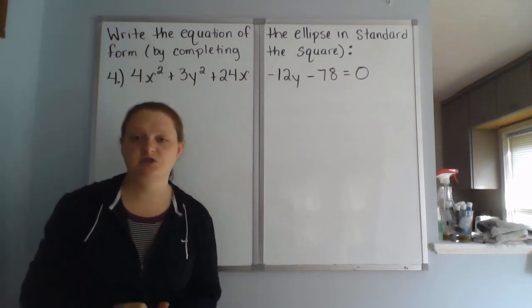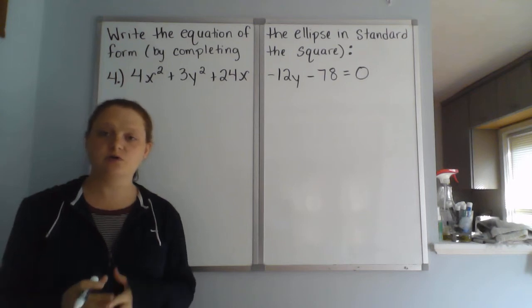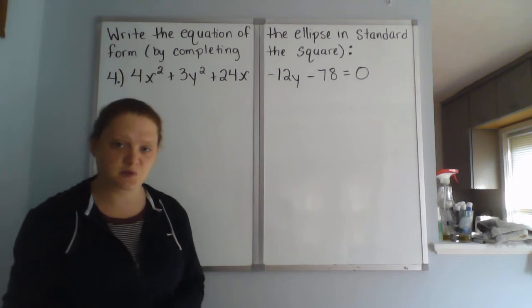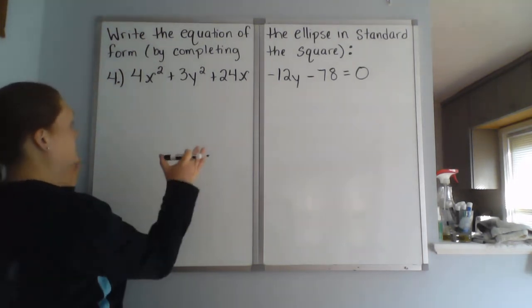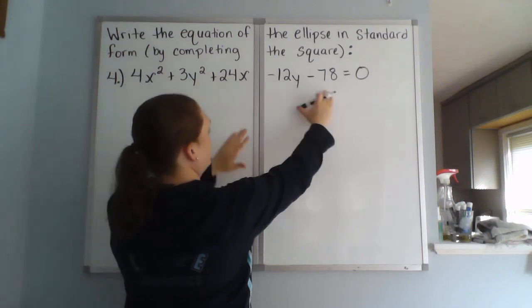Another thing we need to be able to do in addition to graph an ellipse is be able to write them in standard form. So we're going to do that by completing the square. And this is very similar to what we did when we were dealing with circles. Okay? So the first thing I notice is that I've got x squared and y squared, but I also have x and y terms, and it says equals 0.